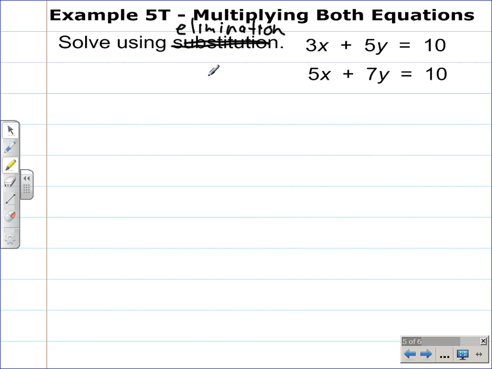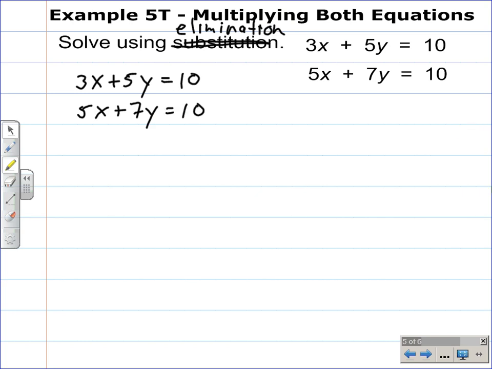It should say elimination. So I'll copy the original system down so I can do some work on it. 3x plus 5y is equal to 10, and 5x plus 7y is equal to 10.